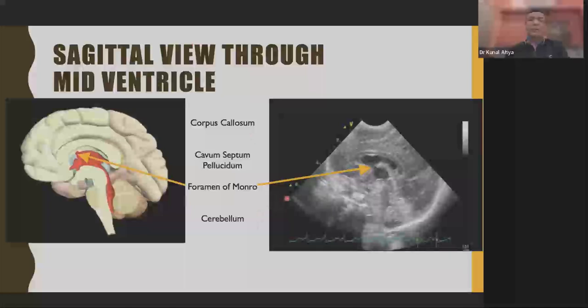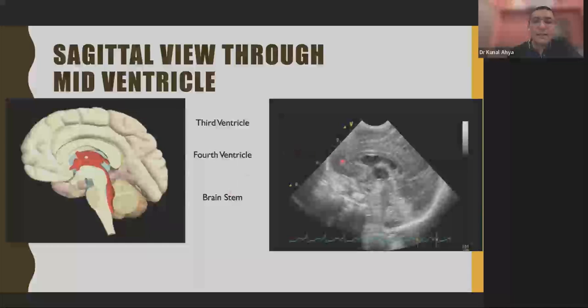So now below that is our cerebellum. Okay, so these are the structures we see. Again, we can see below the foramen of Monroe is our third ventricle. Below that is our fourth ventricle. It is connected through the aqueduct of Sylvius. And in front of the fourth ventricle, we will be able to see this. So this is the aqueduct of Sylvius. This is our third ventricle, foramen of Monroe. And above, in front of that is our brainstem. Okay.